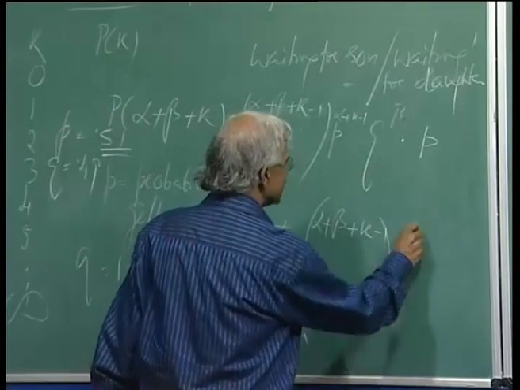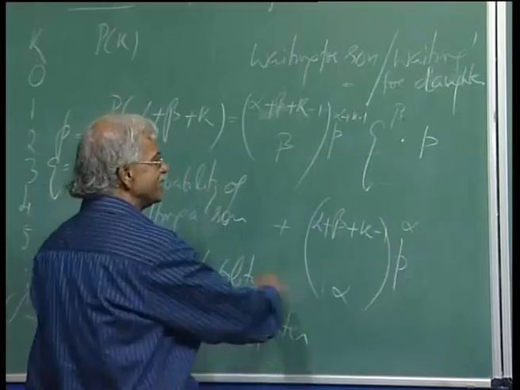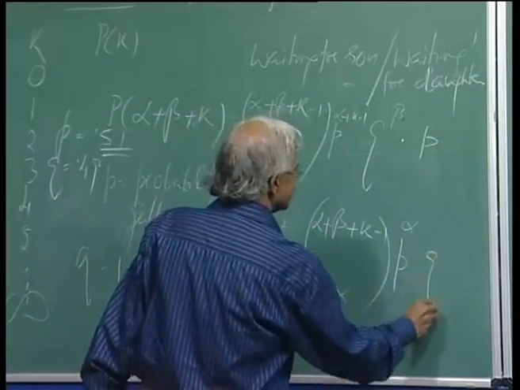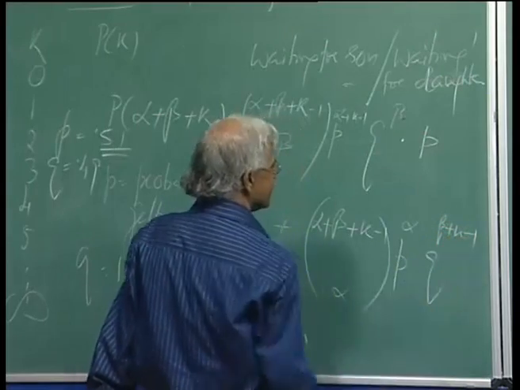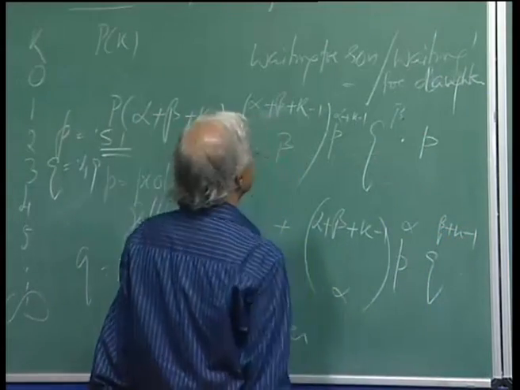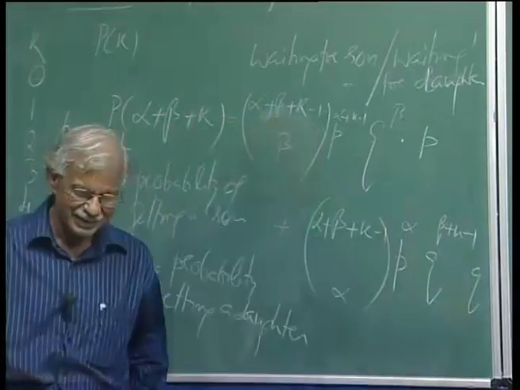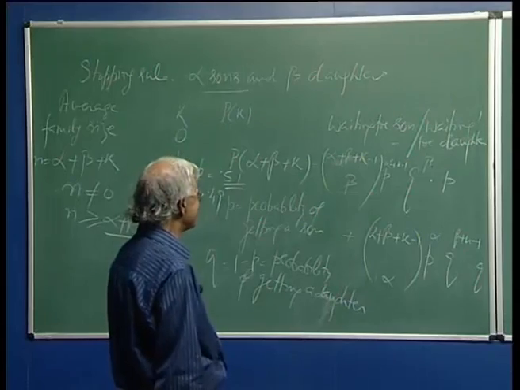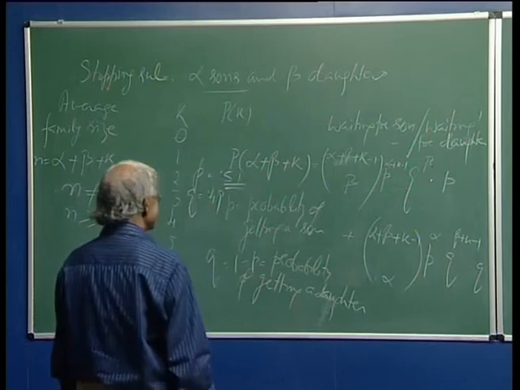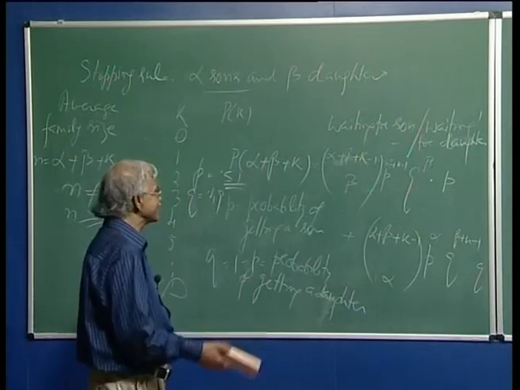So, p raised to power alpha, and the remaining ones, beta plus k minus 1, are daughters, and now they have a daughter, so q. For students of sociology, this may sometimes be a bit complex probability expression. Let me repeat it again.